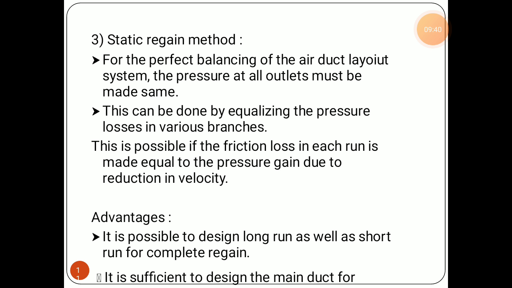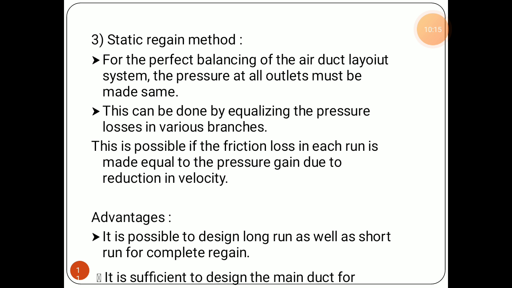Third important method is the static regain method. For the perfect balancing of air duct layout, the pressure at all outlets must be made the same. This is the principle of the static regain method. This can be done by equalizing the pressure losses in various branches, and this is possible if the friction loss in each run is made equal to the pressure gain due to the reduction in velocity.